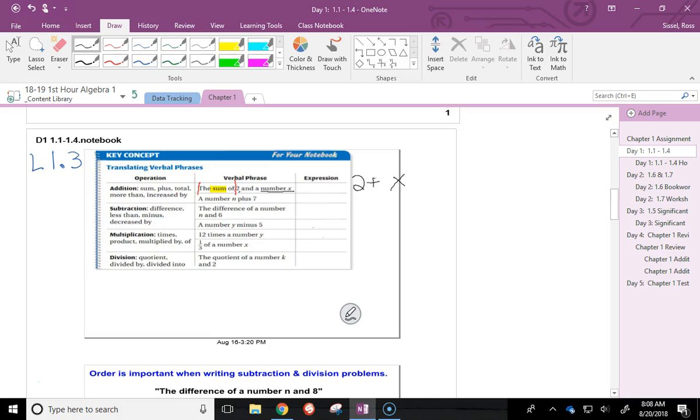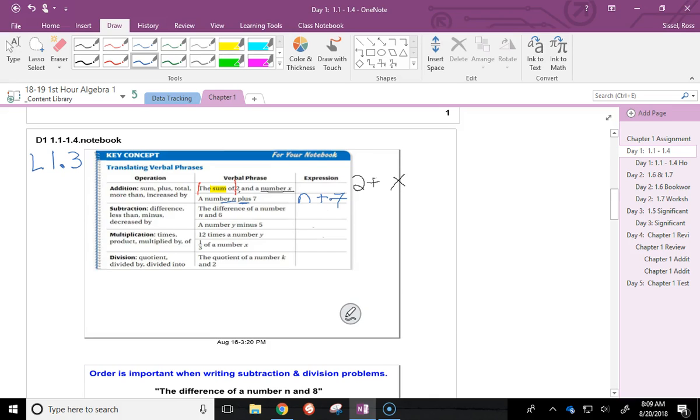The next one says a number n. Okay, so I'm just going to go ahead and put that variable first. A number n. And we have that keyword plus, addition, 7. So I write a number n plus 7 is just n plus 7. Not too tricky.